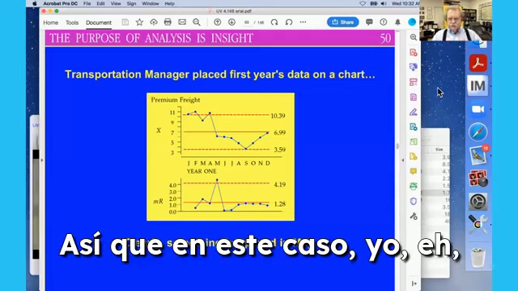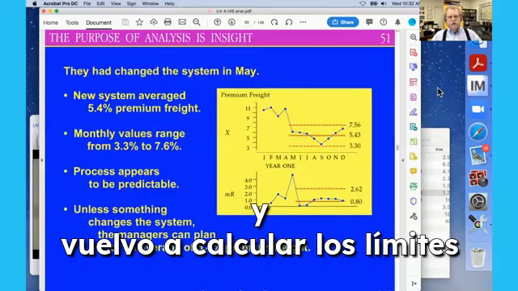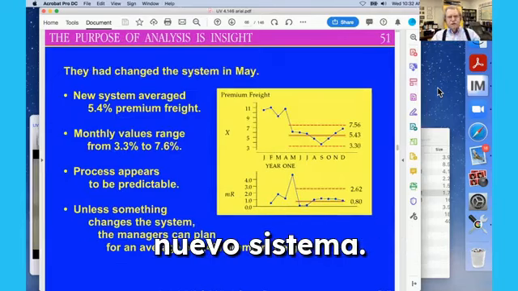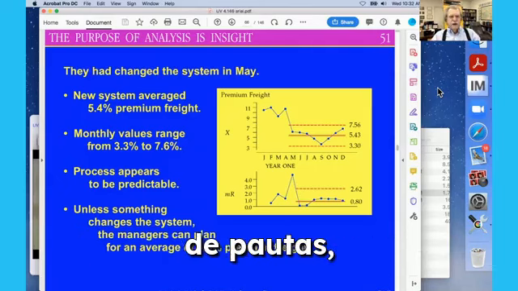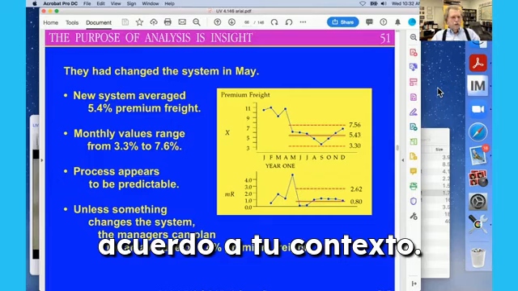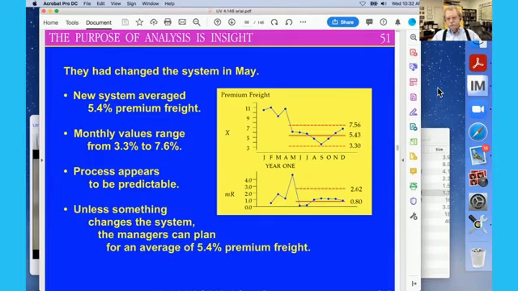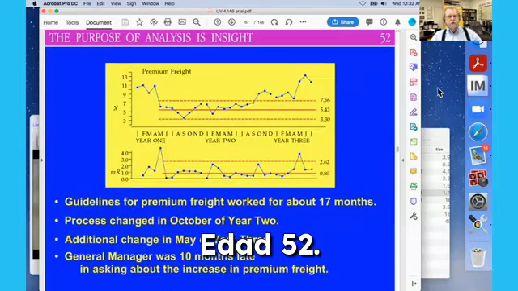So in this case, I throw out the first 4 data points, the first 4 moving ranges, and recompute the limits to characterize the new system following the new set of guidelines. You've got to pick your baseline according to your context. It's got to make sense. Well, how'd they do? Page 52.